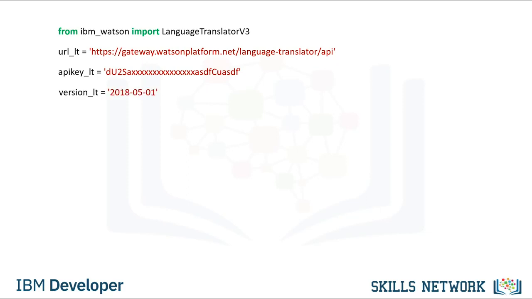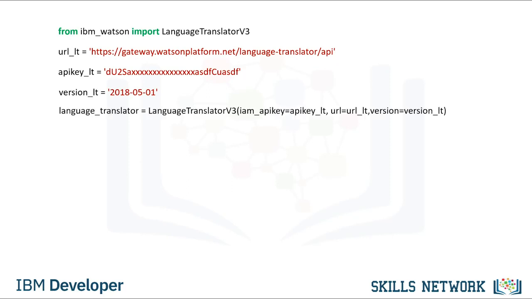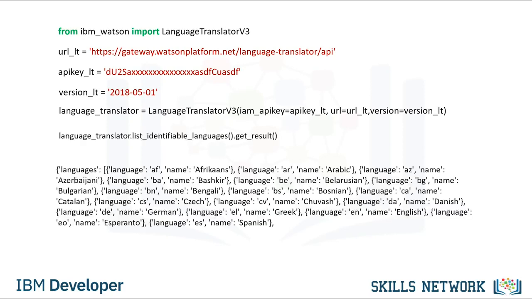This API request requires the date of the version. See the documentation. We create a language translator object, Language Translator. We can get a list of the languages that the service can identify as follows. The method returns the language code. For example, English has a symbol EN to Spanish, which has the symbol ES.